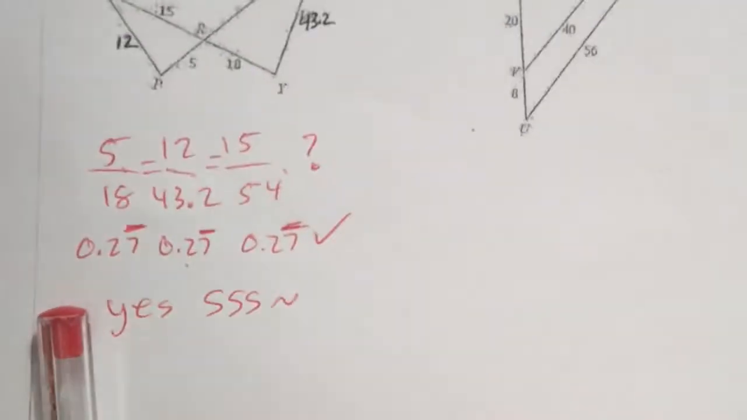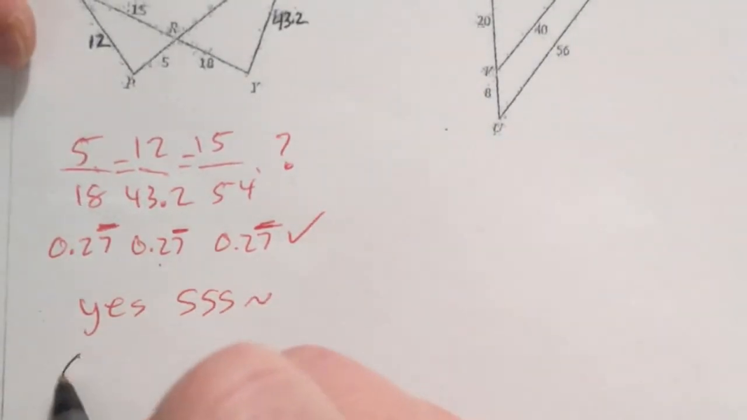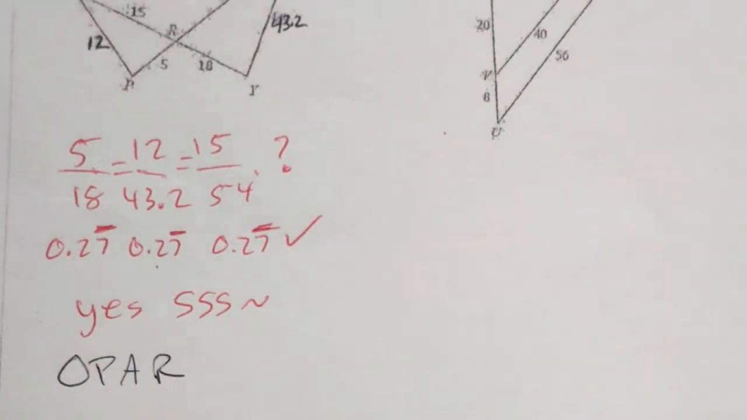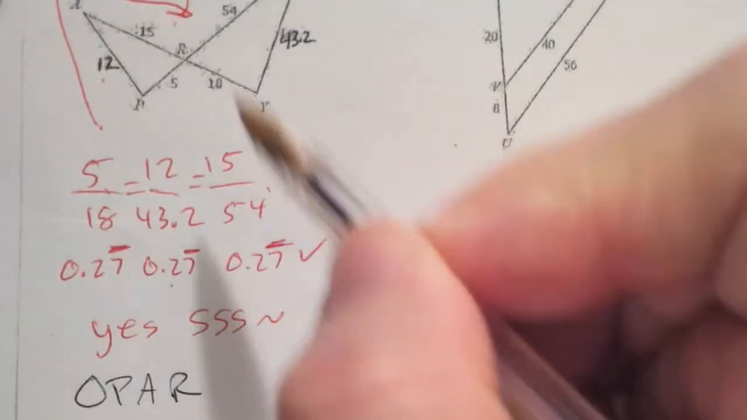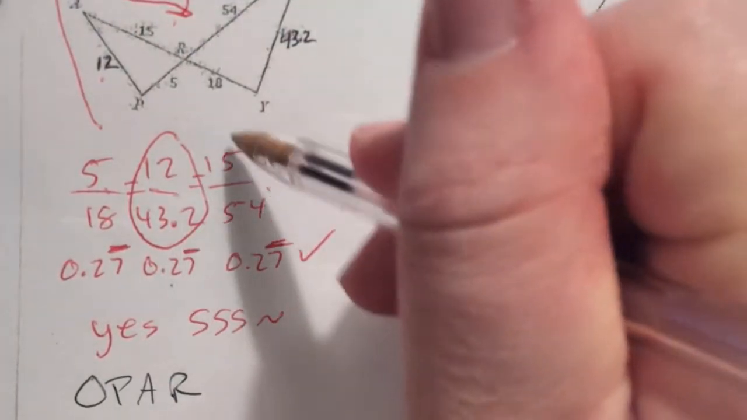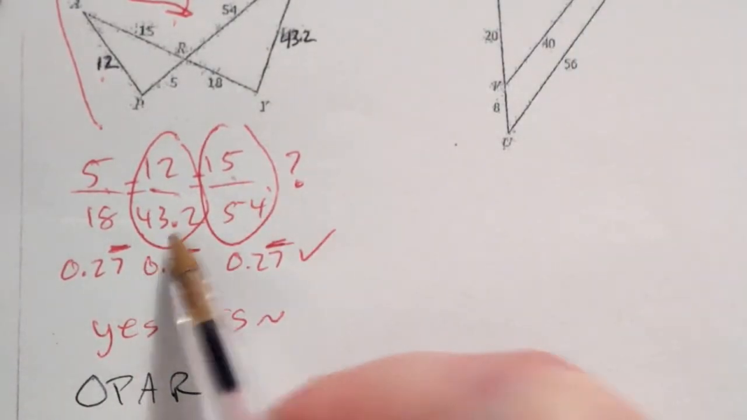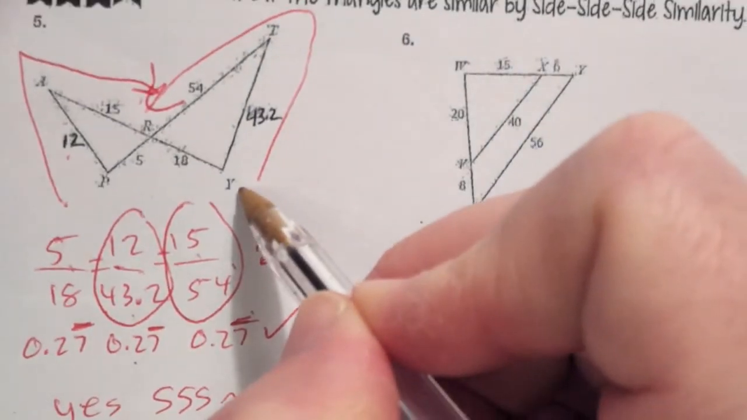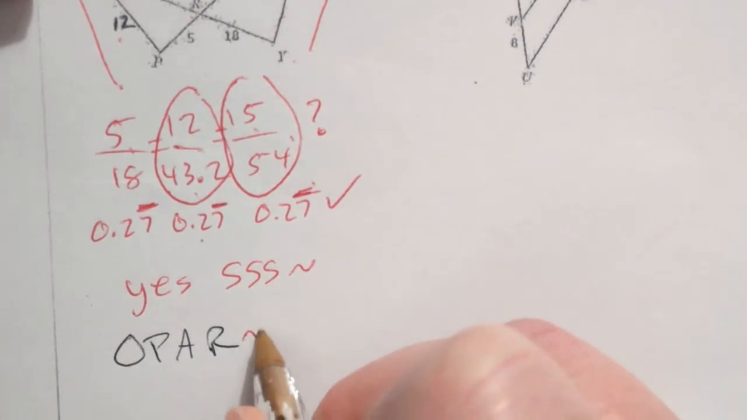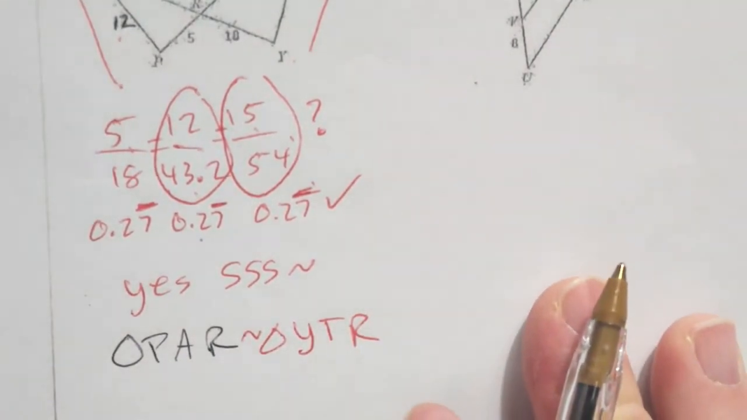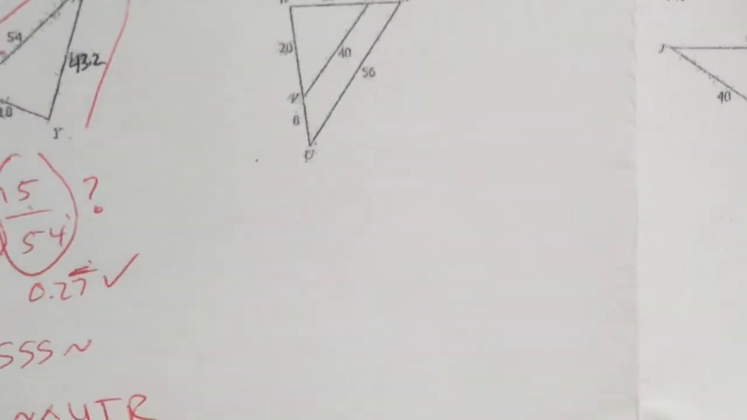All right, so what if I said triangle PAR? If I go PAR, I went 12, then 15. So if I go 12 and 15, that would be the same thing as 43.2 and 54, and that would be YTR. So that's similar to triangle YTR. Fantastico. All right, number 6.